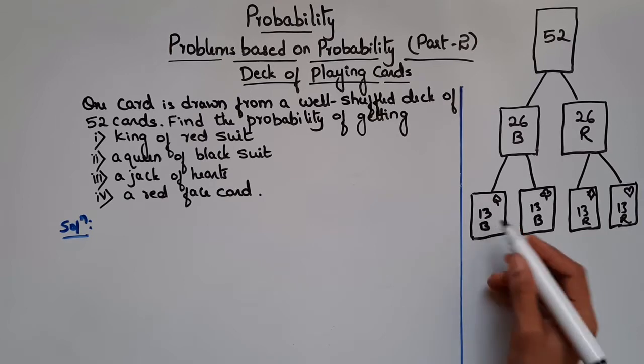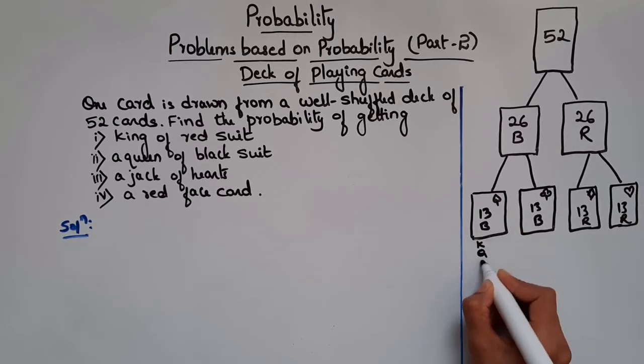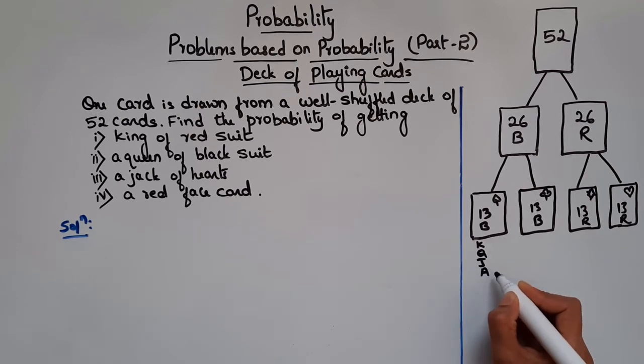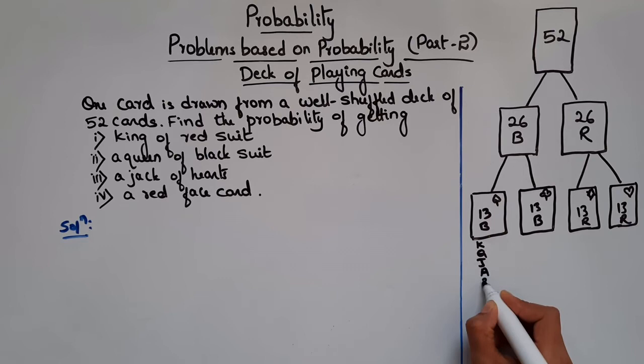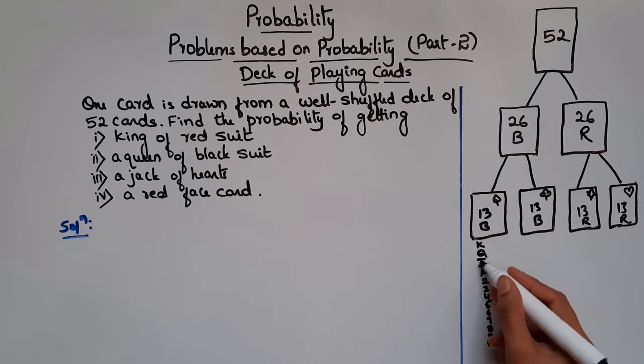Now let's see what are these 13 cards. So we have king, queen, jack, ace, that is A-C-E, and we have numbers. It starts with 2, 3, 4, 5, 6, 7, 8, 9 and 10. So in total we have 1, 2, 3, 4, 5, 6, 7, 8, 9, 10, 11, 12, 13.